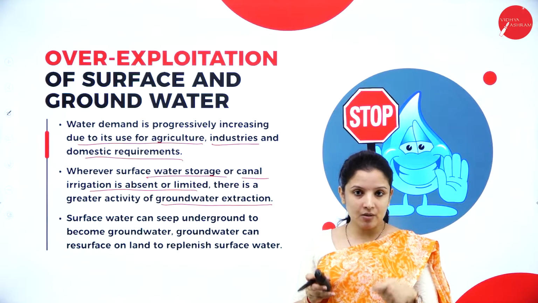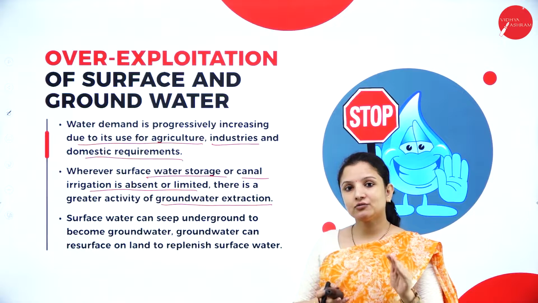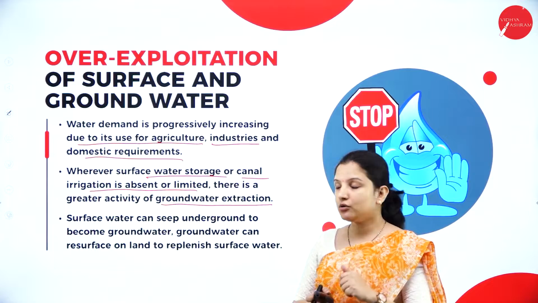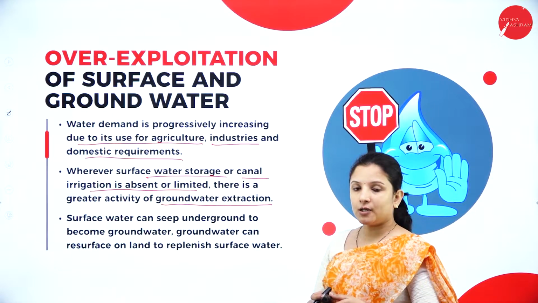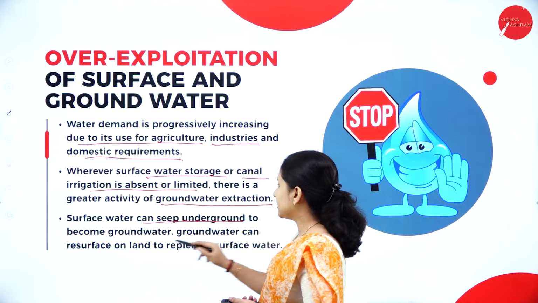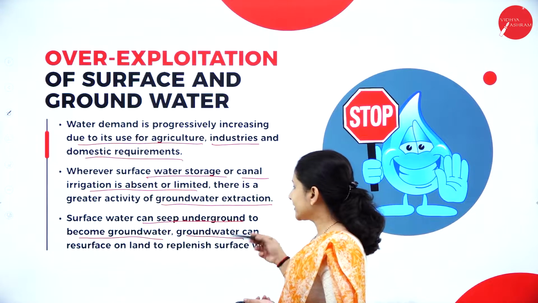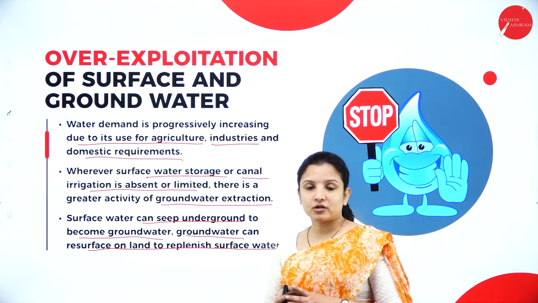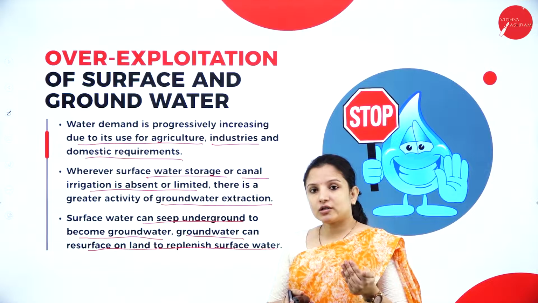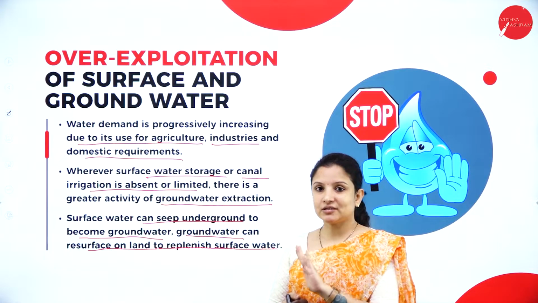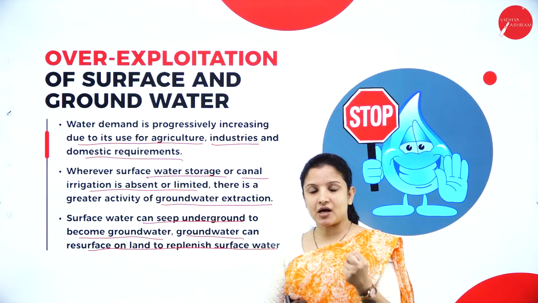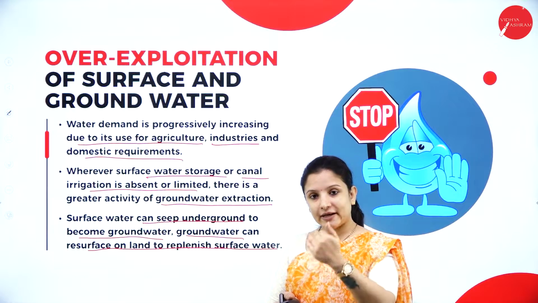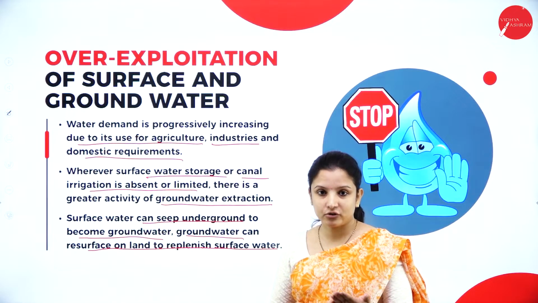So, when the surface water is not available, they will start to utilize the groundwater as well. So, surface water can seep underground and it becomes groundwater. Groundwater can resurface on land to replenish surface water. So, what is surface water and groundwater? Surface water is nothing but the water that is present on the surface of the land, that is lakes, rivers, etc. But this surface water can enter through the soil, enter into the ground, and get converted into groundwater.